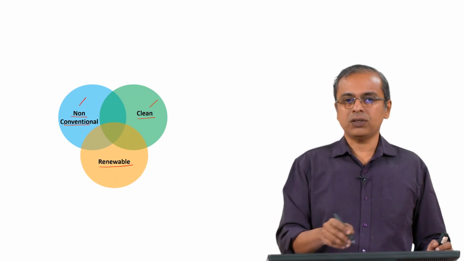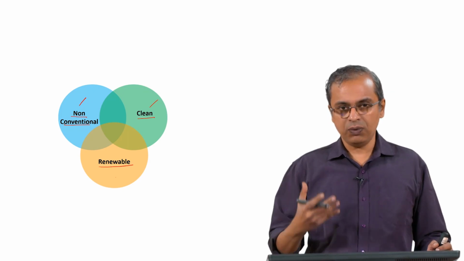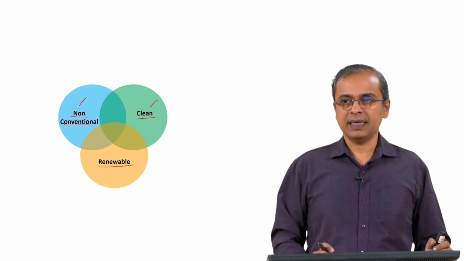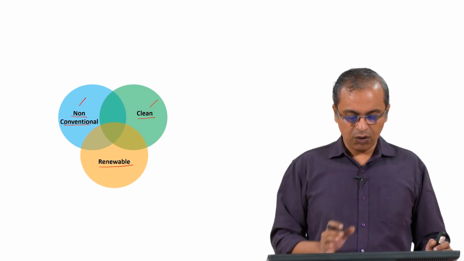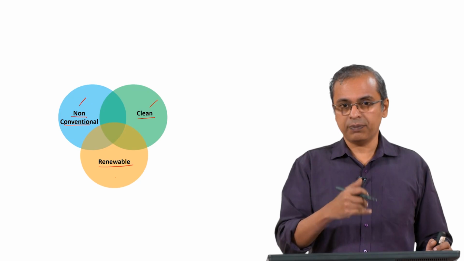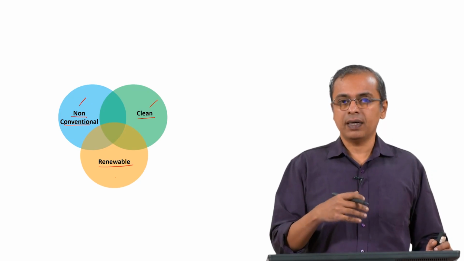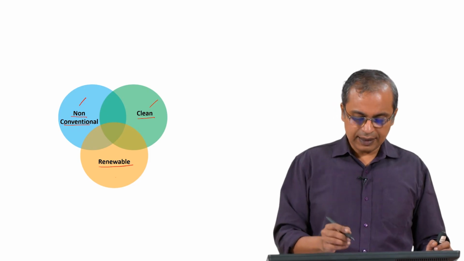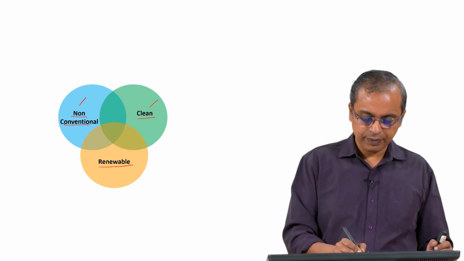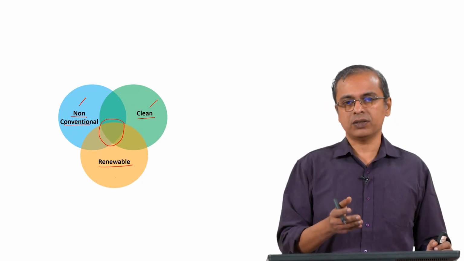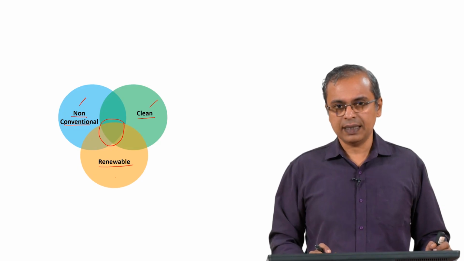So you can have various combinations, and when we look at each source of energy, we will highlight this idea. It may be non-conventional, it may be clean, it may be renewable, or some two of these and not the third, or just one of them and not the other two, and so on. And there is one overlap in the middle which is always of interest to us, because that is clean, that is renewable, and it is non-conventional. So that is of interest to us.